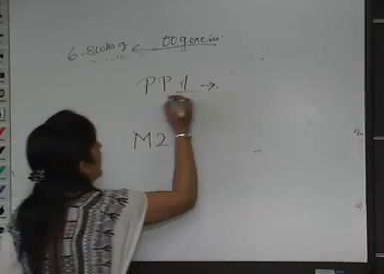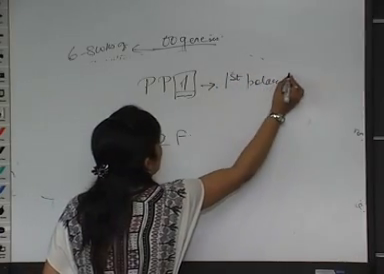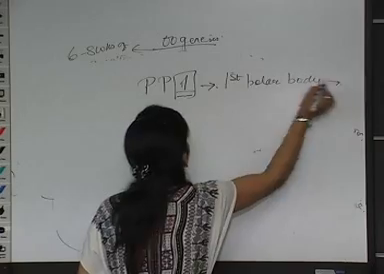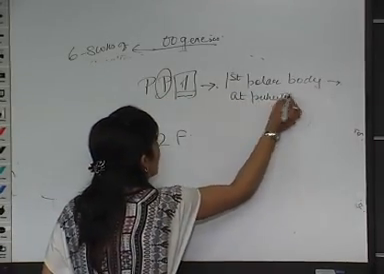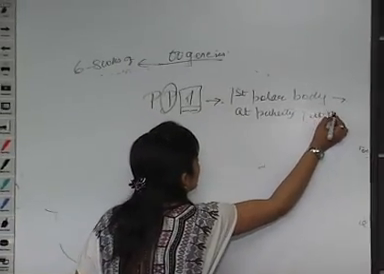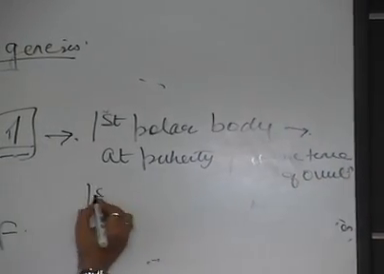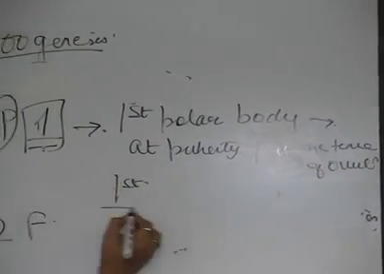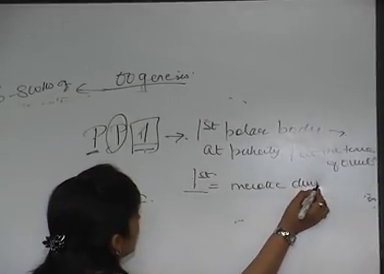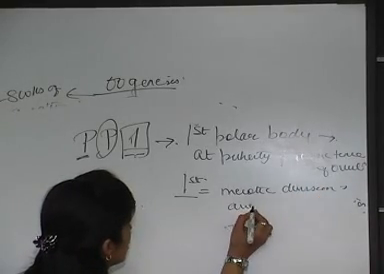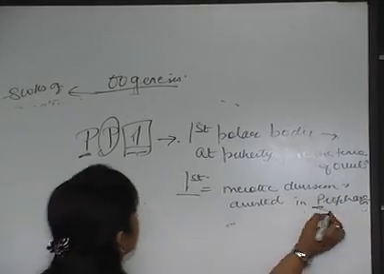PP1 means that first polar body is released at puberty, that means at the time of ovulation. And the other P stands for first meiotic division is arrested in prophase, the second P.